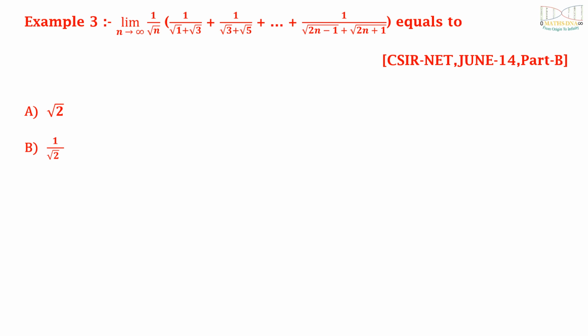A. Root 2, B. 1 by root 2, C. Root 2 plus 1, and D. 1 by root 2 plus 1. This question was asked in CSIR-NET June 2014 Part B. It is similar to the previous one we solved, but here the terms are 1, 3, 5 and so on.